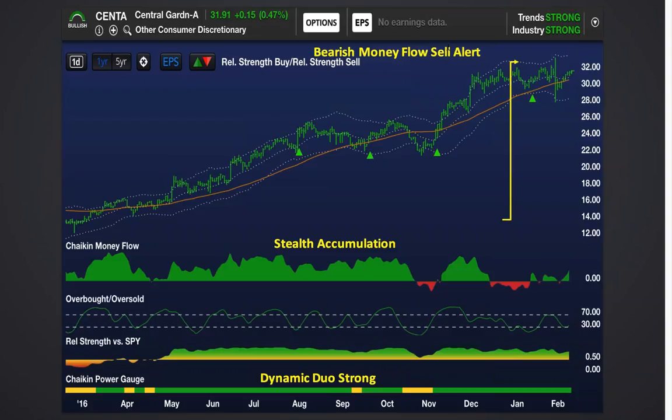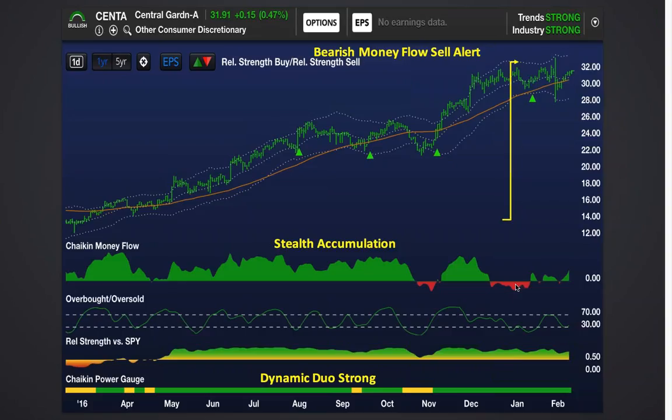But here's the secret signal that we've been teaching institutional investors for over 30 years. We call it the bearish money flow sell alert. And we've already seen 2 examples of it. Stock makes a new high near the upper volatility band, and instead of going green like it did all along in this big rally phase, money flow is red. What does that tell you?